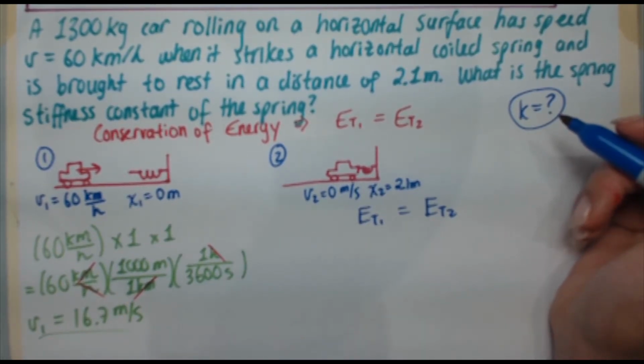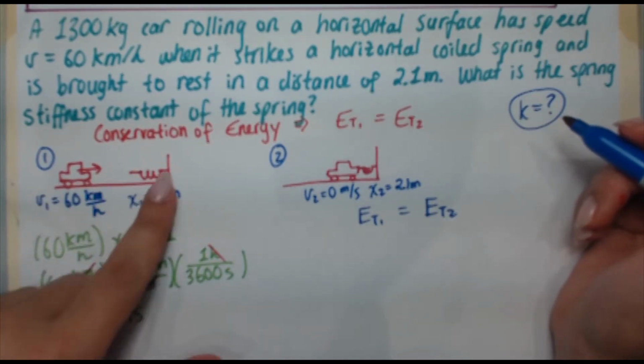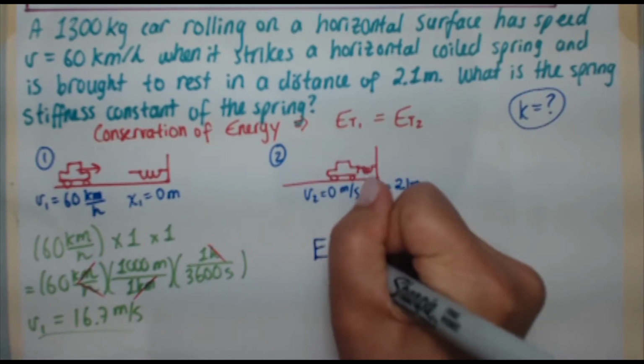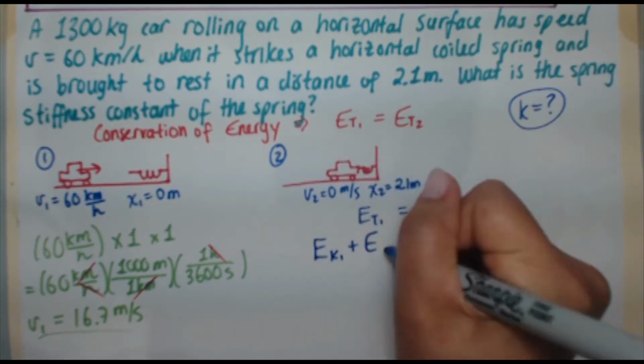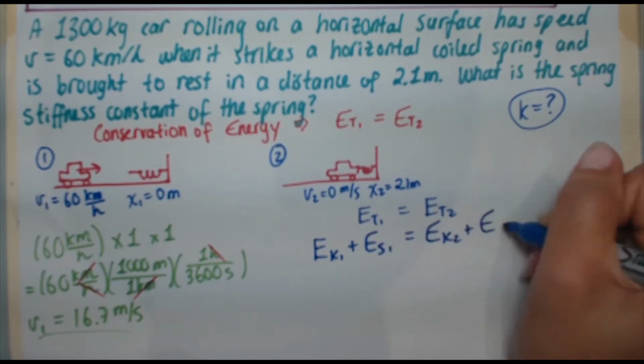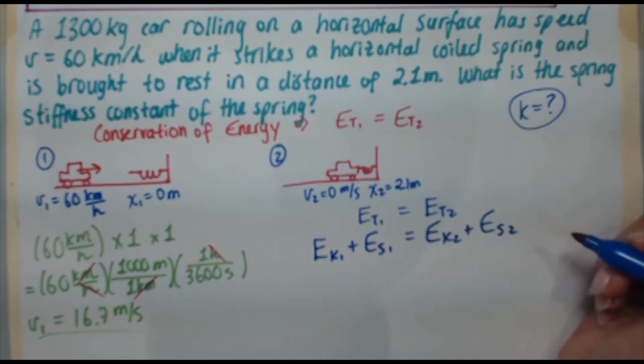Now, the 2 types of energy we're dealing with in this problem are kinetic, the energy of motion, and spring, or elastic energy. Okay, so initially, let's say we have kinetic and spring energy, and finally, kinetic and spring energy. So EK1 plus ES1 equals EK2 plus ES2. I always find it best to write everything in the beginning. You can always cancel stuff out later on.